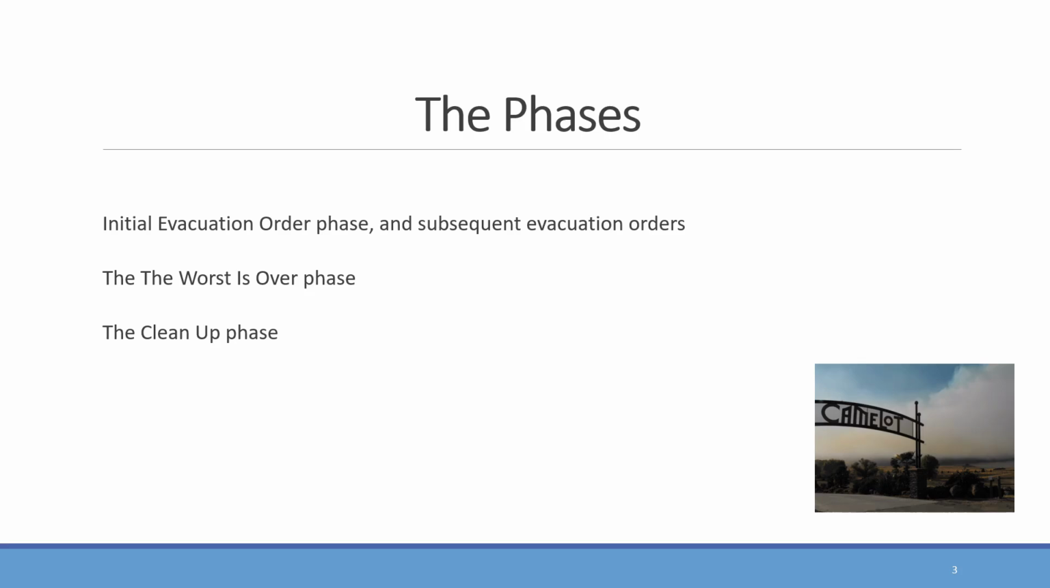There are three basic phases of an evacuation. The first is the initial evacuation order phase and any subsequent evacuation orders. This is the most stressful. The number of service requests is highest. The evacuation teams are spending a lot of time looking for and trying to catch animals for evacuation.